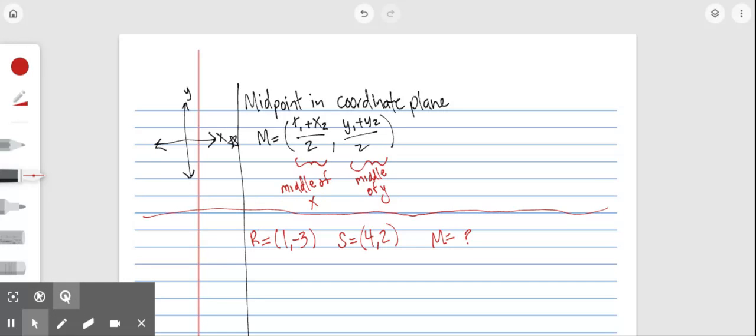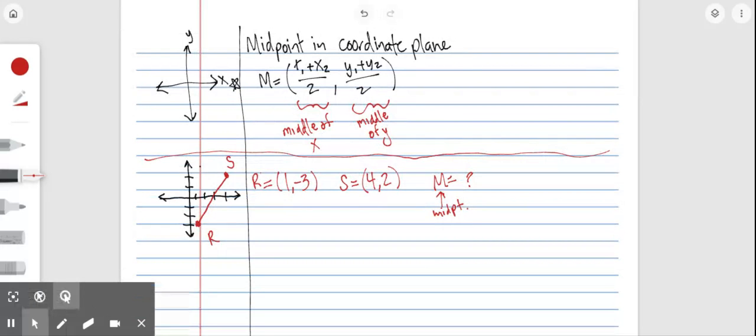Okay, so R is an endpoint. It equals 1, negative 3. S is another endpoint. It equals 4, 2. And M is the midpoint. Midpoint. And we want to find the midpoint. Okay. So if I were to draw this, I'm going to pause it and draw it in the left. Okay, so this point R is 1, negative 3, and S is 4, 2.